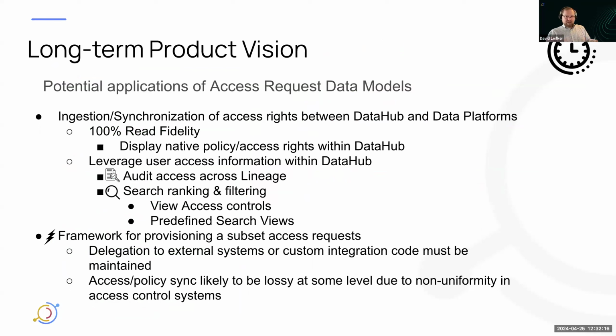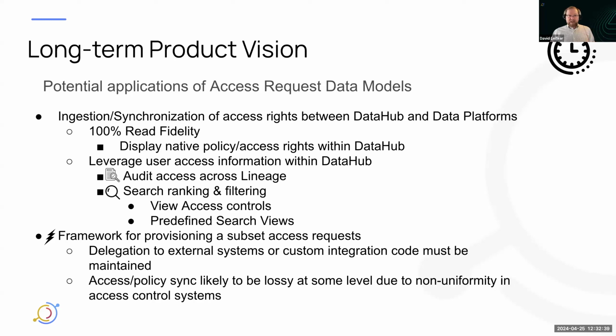So both of these PRs are really focused on the data model. And so what could we do with this data model in the future? None of this is in the current PRs. This is like, what is this information useful for if it does exist in DataHub? One of the things that we'd ideally have is 100% read fidelity, meaning that you'd be able to look at the actual policies in the native format.